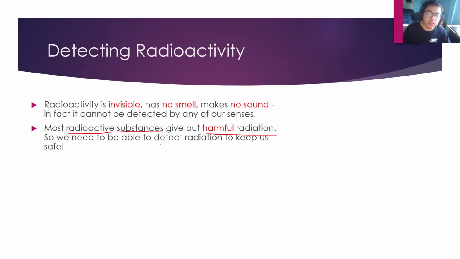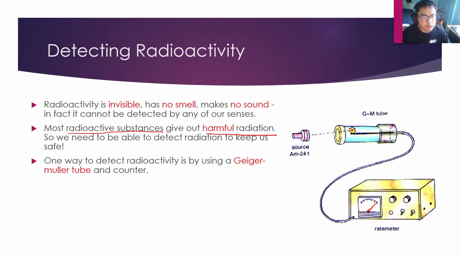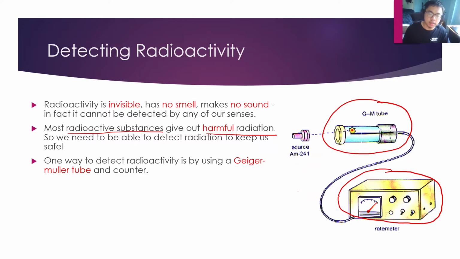So, in order for us to be safe, we need to be able to detect this radiation. How do we do that? We do that by using a Geiger-Müller tube and a counter. So here in this picture, you have the Geiger-Müller tube, otherwise known as the GM tube. And usually a GM tube is connected to a counter, otherwise known as a rate meter.